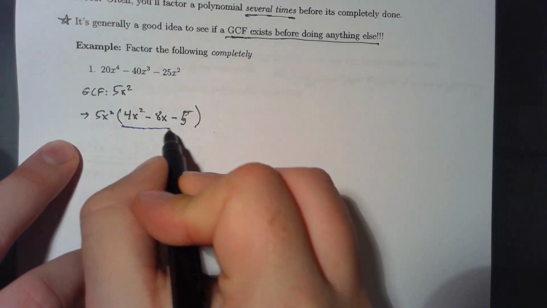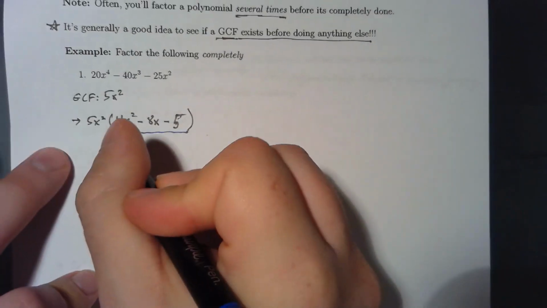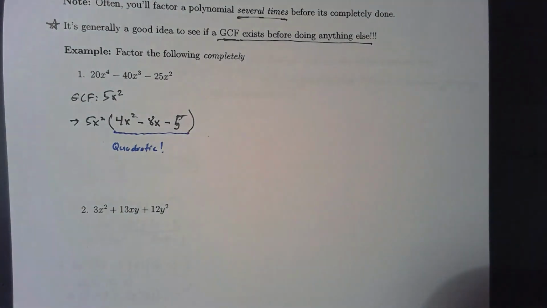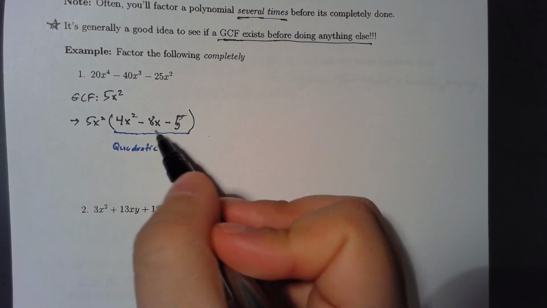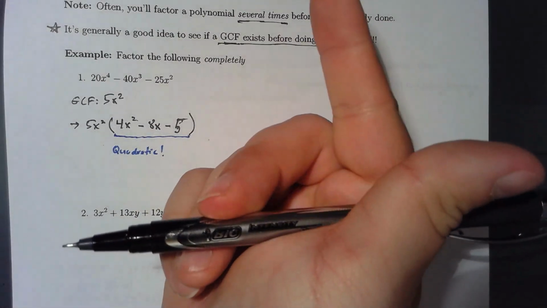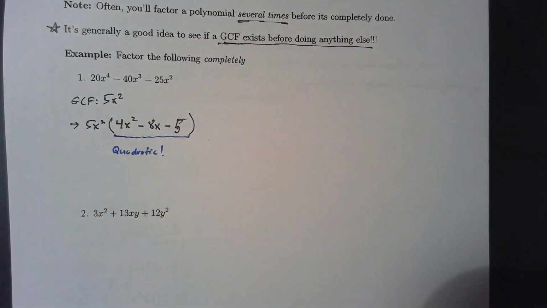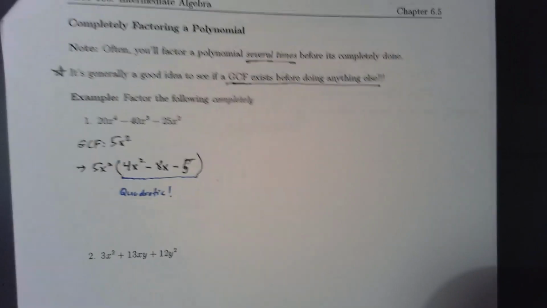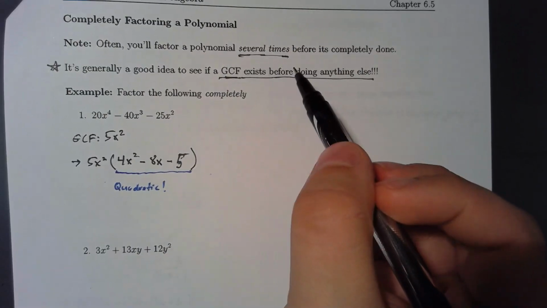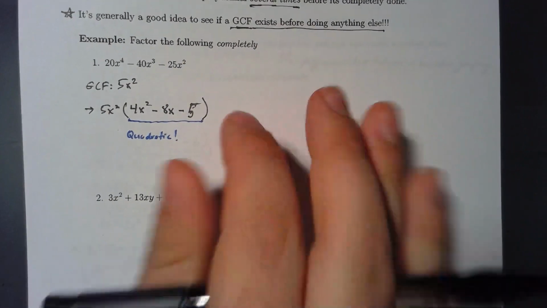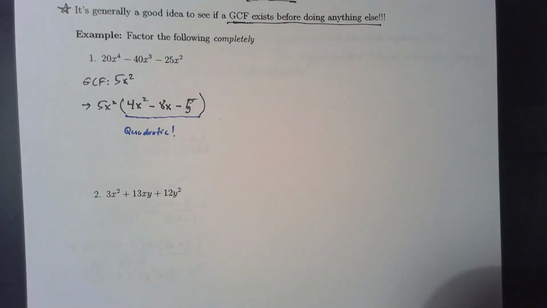This right here is what? That's a quadratic. So I need to see if this factors by using the AC method. I could use trial and error or grouping, like we just did. So just because you factor it once doesn't mean you're done. You got to see if any of the factors also factor. That happens more often than you think.